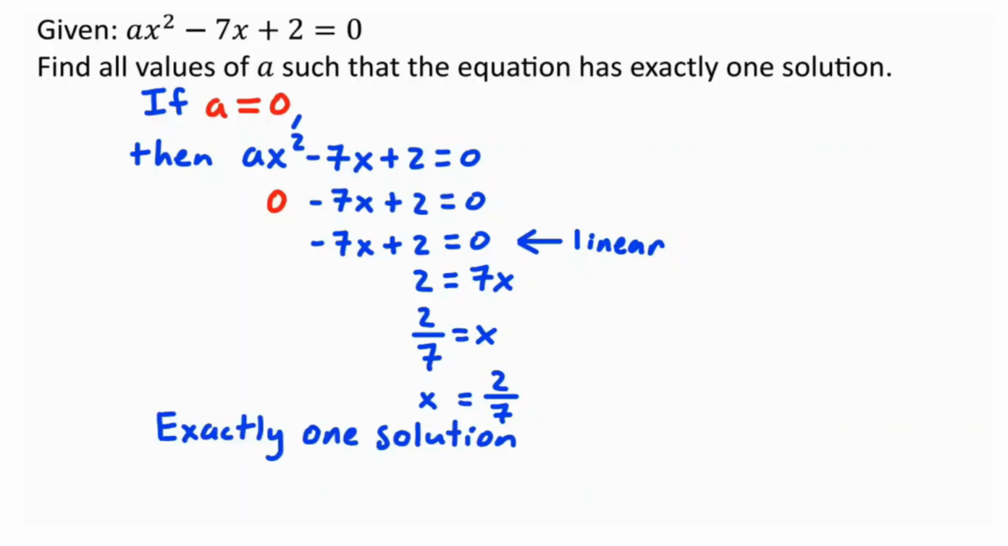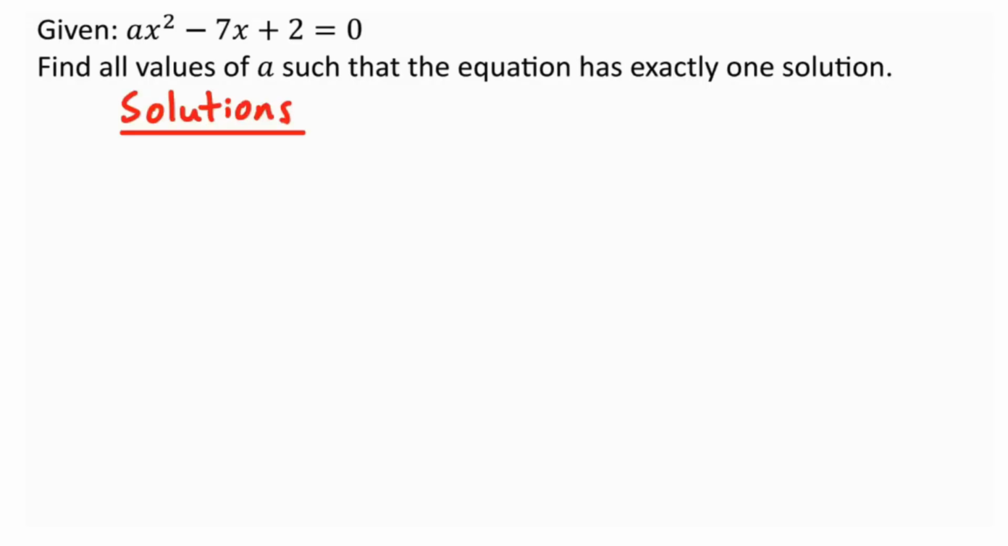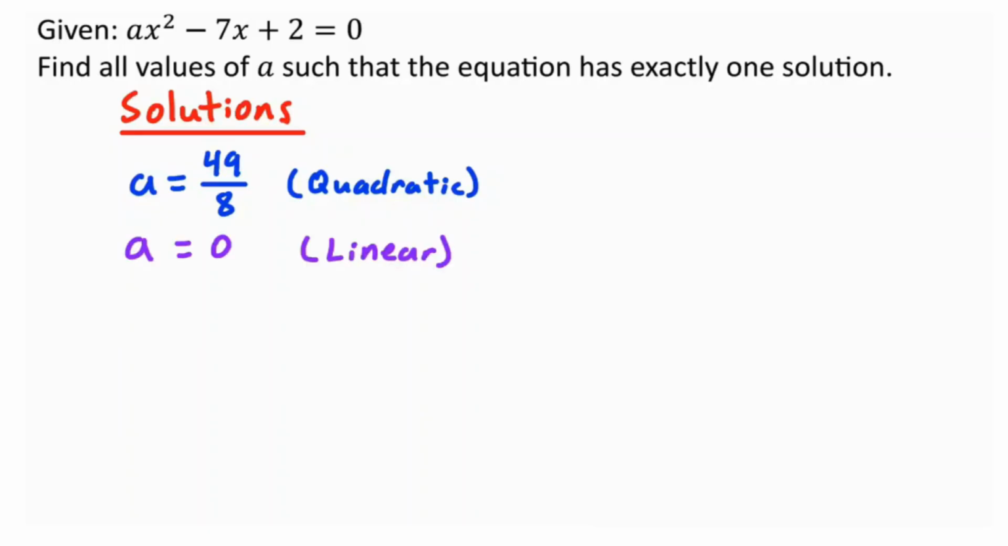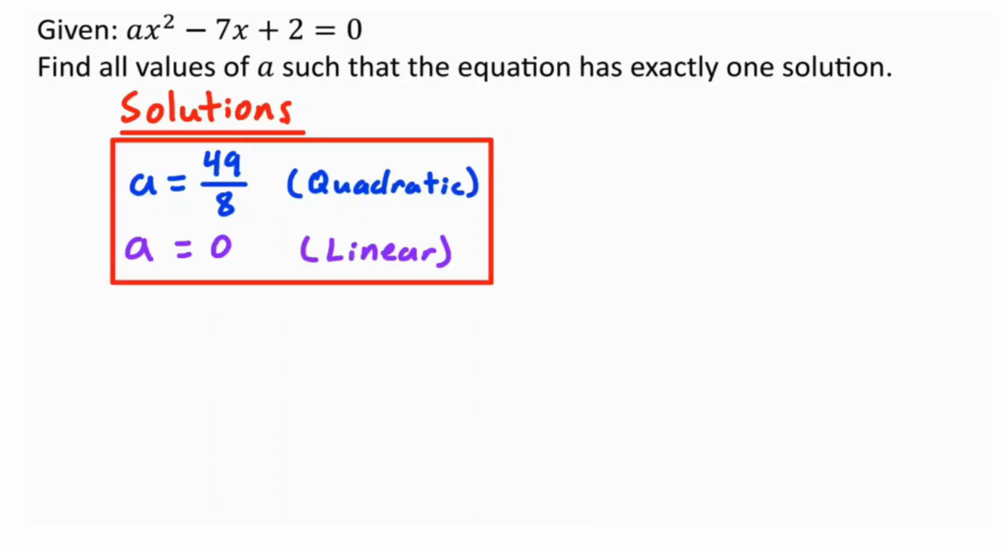So here's another solution to this problem. This problem has two solutions, which are a equals 49 over 8, when this is a quadratic equation, and a equals 0, when this is a linear equation. So here's our two solutions.